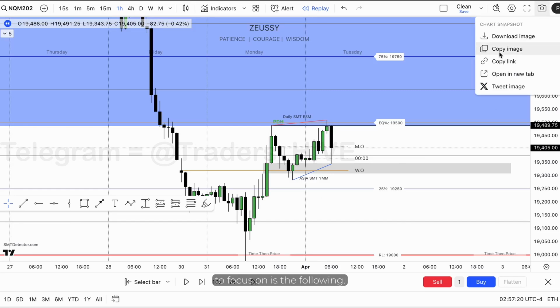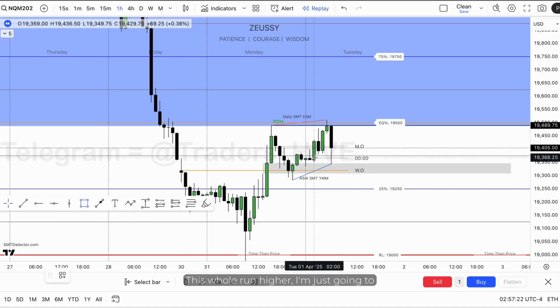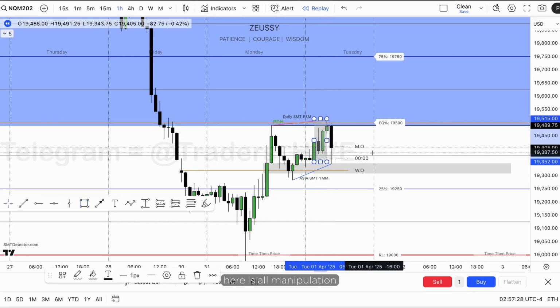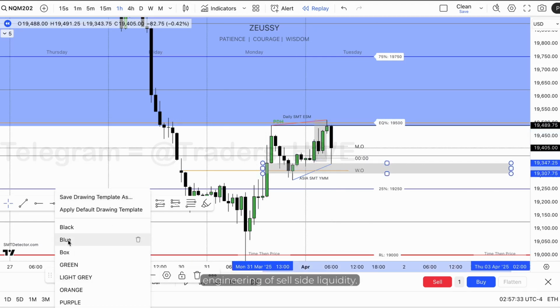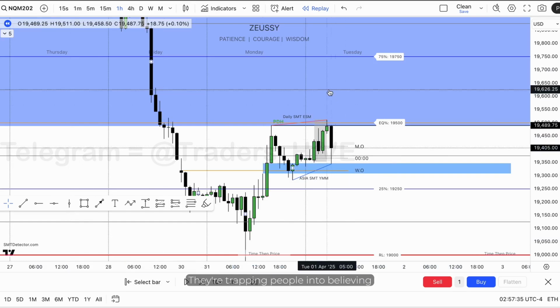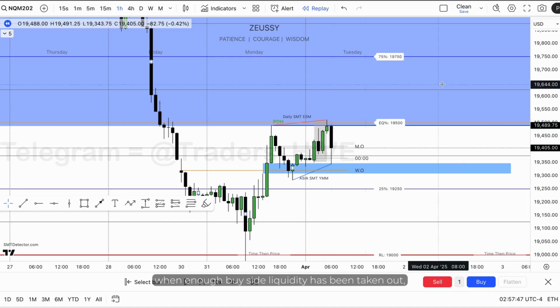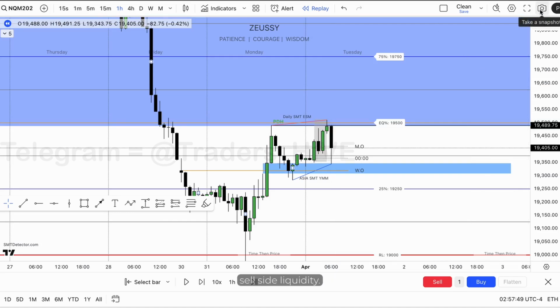Therefore, what we're going to focus on is the following. This whole run higher, I'm just going to make that annotation, is all manipulation. And that run higher is all the engineering of sell side liquidity. They're trapping people into believing higher prices are next, making them believe that they should go long on the market now, engineering sell-side liquidity, so that when enough buy-side liquidity has been taken out, we will revert towards sell-side liquidity.